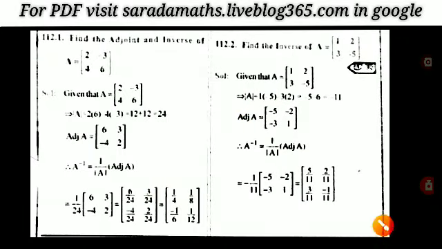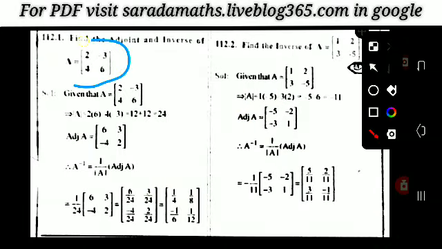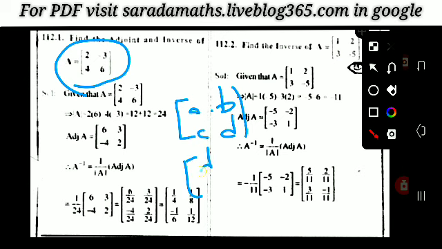Next one, find the adjoint and inverse of the matrix A is equal to [2, -3; 4, 6]. So adjoint is equal to formula. Suppose the matrix A is equal to [a, b; c, d], then its adjoint is simply [d, -b; -c, a]. So this is the formula for the adjoint of A.